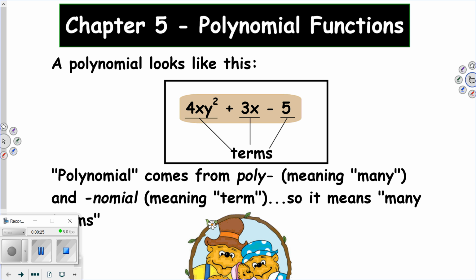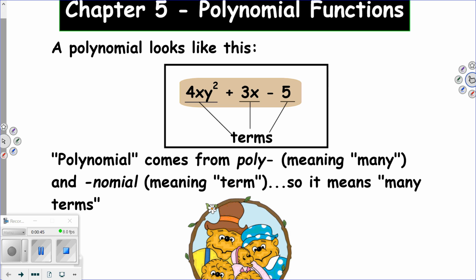So first thing, this is called a polynomial. I'm sure you guys have heard that word before. Each part that's being added or subtracted together is a term. So how many terms does that one have? It has 3 terms. Do you guys know what you call something with 3 terms? A trinomial. Good, trinomial. Polynomial comes from poly, which means many. Nomial means terms. So polynomial just means has many terms.